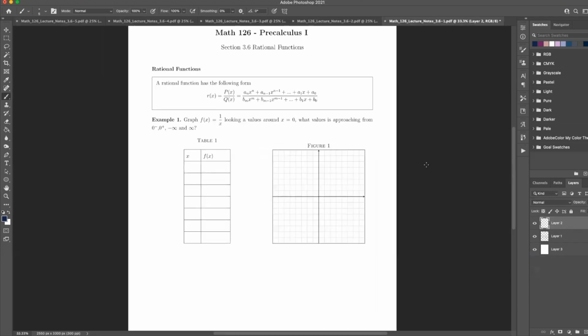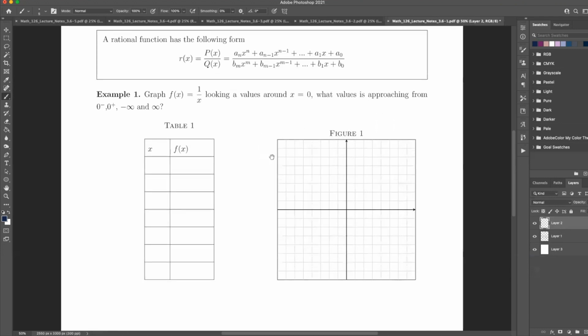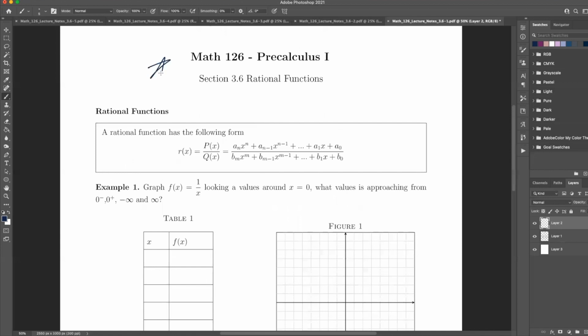All right, let's zoom on in and let's get started. So today we're going to be doing rational functions. And so a rational function is just a polynomial over a polynomial. And so we're going to go over a bunch of different concepts right here.